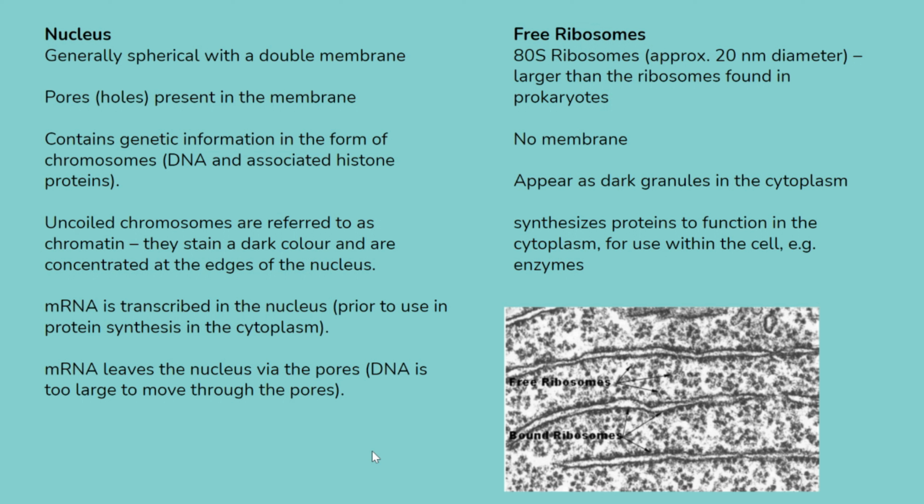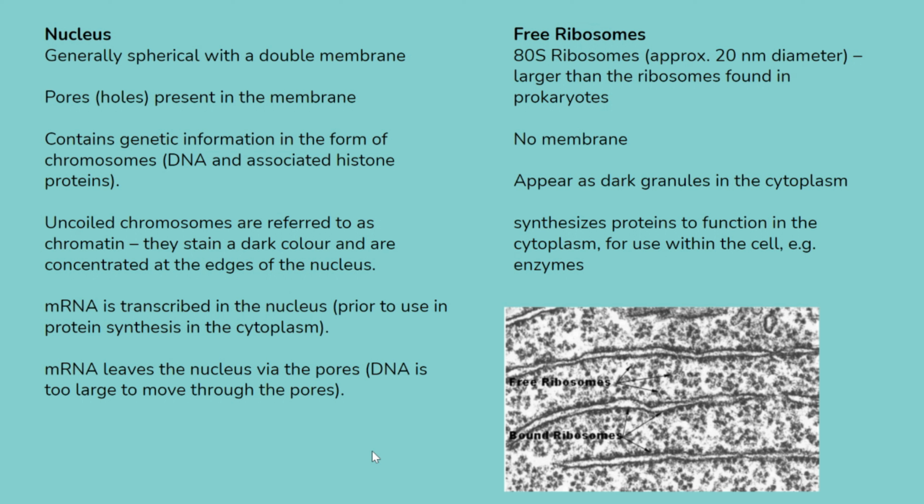They stain a dark color and are concentrated at the edges of the nucleus. As I mentioned in chapter 3 and 10, you will learn where mRNA is transcribed in the nucleus and then it leaves the nucleus via the pores. Because DNA is too large to move, you need to copy it into mRNA, and that single strand of mRNA then moves out. So now moving on to free ribosomes.